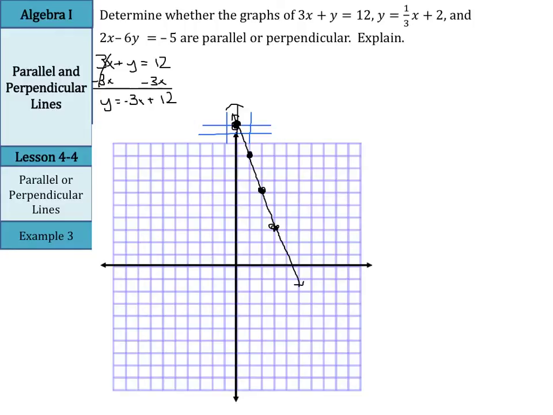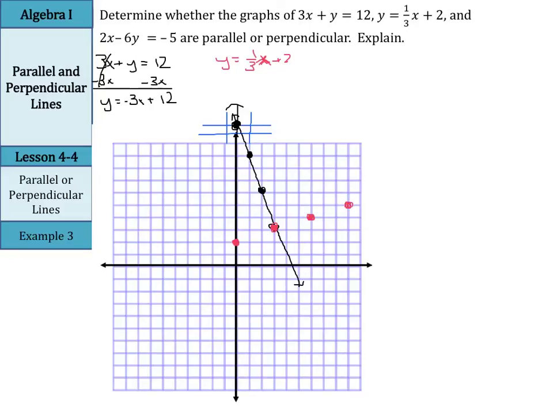For our next equation, we're already in slope-intercept form with our y equals 1/3 x plus 2, so we don't have any extra work to do here. We can graph our y-intercept at 2. And what 1/3 means is we're going to go up 1 to the right 3. So we'll go up 1 to the right 3, up 1 to the right 3.